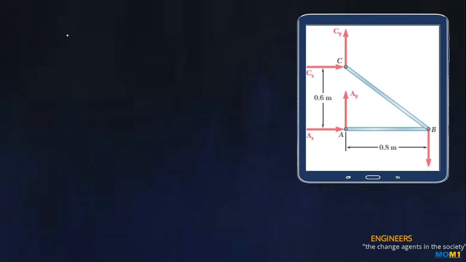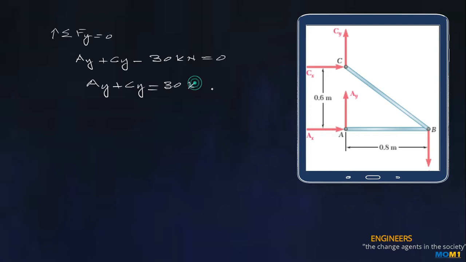Now summation of forces along y-axis is 0. Now that is going to be Ay plus Cy minus 30 kilonewton is equal to 0. So we end up with Ay plus Cy is equal to 30 kilonewton. This is equation 3.